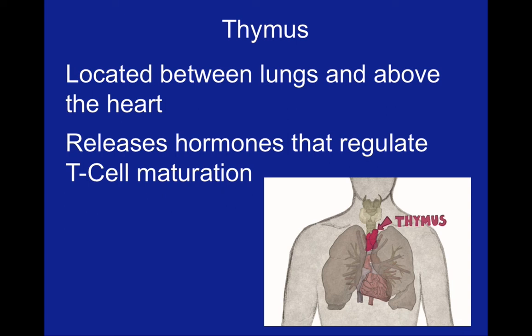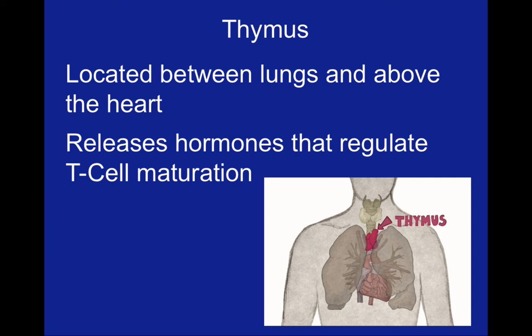They're going to be major players in destroying foreign things that have entered into the body. So we need to make sure that those T cells are programmed properly. And the hormones that come from the thymus are what are going to help program these T cells to become what's known as immunocompetent. Thymosin and thymopoietin are the two hormones that the thymus releases.